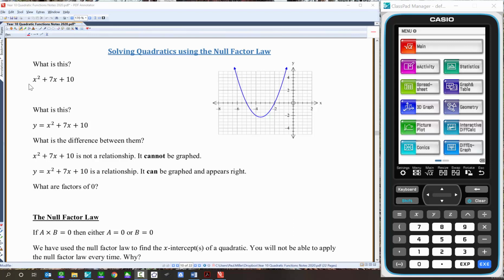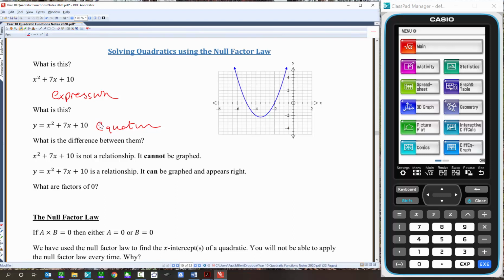What is this? X squared plus 7x plus 10. Girls, if you remember back to year 7, that's called an expression. What's this? It's got an equal sign in it. This is what we call an equation. What's the difference between them? Well, an expression is just that. It's an expression. It is a collection of terms stuck together. Doesn't really do a lot.